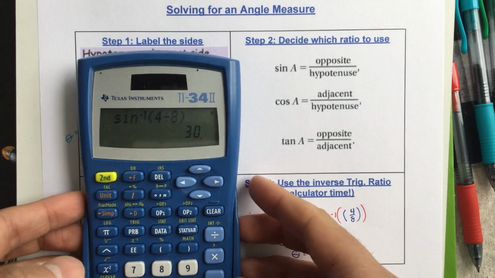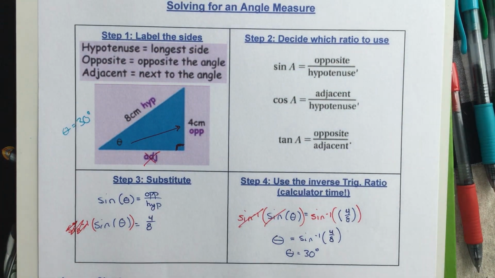You can do it all in order. Now, how can you do it on, let's say, an iPhone calculator?